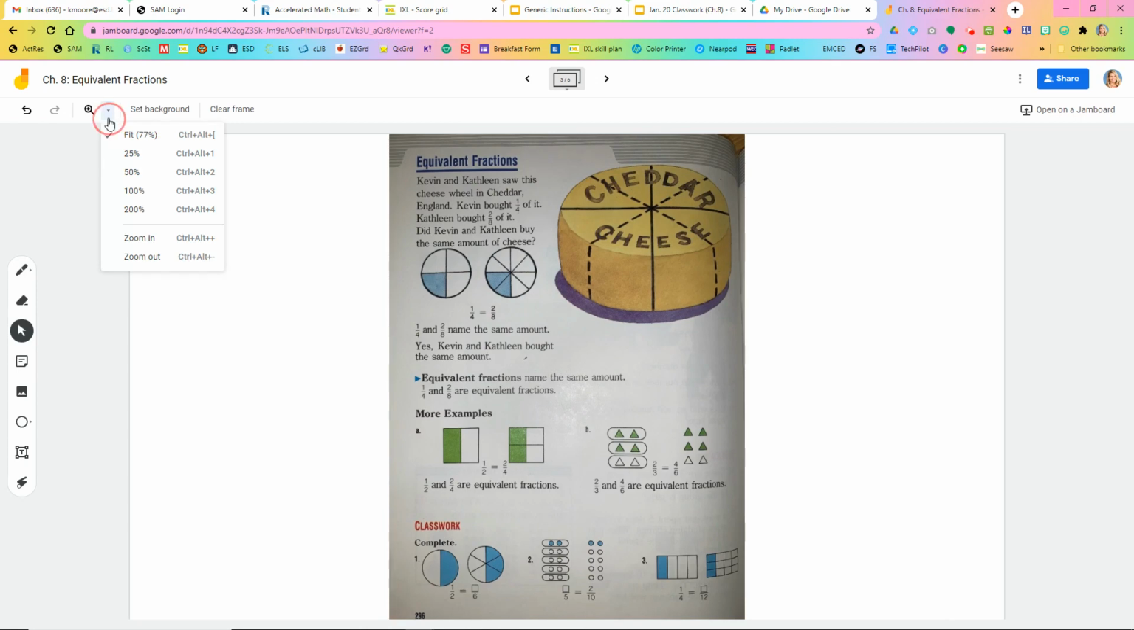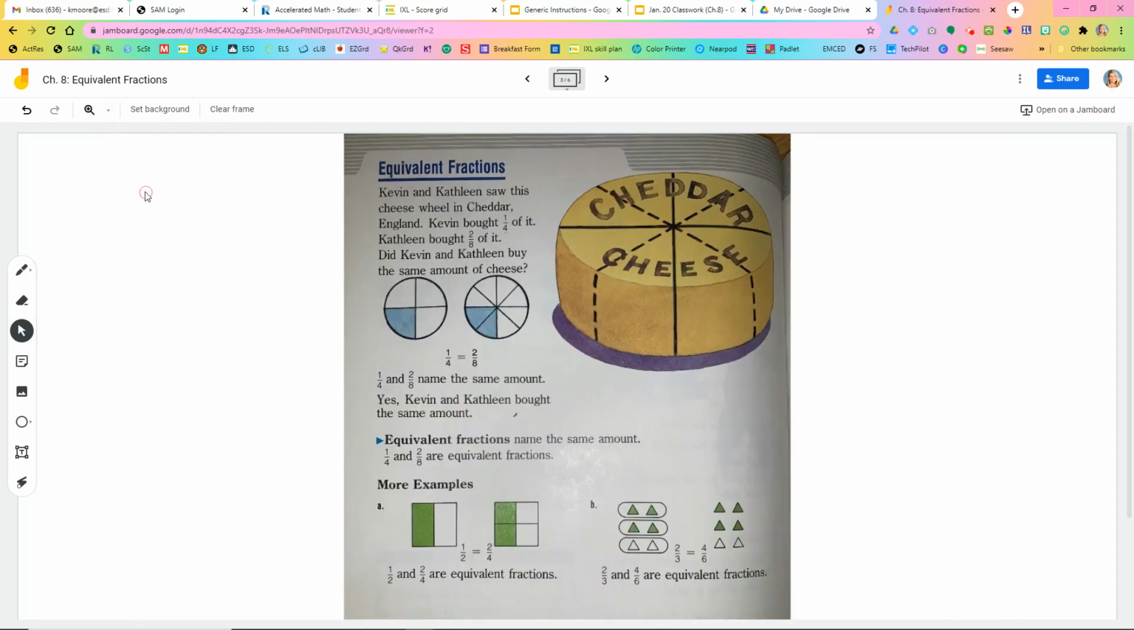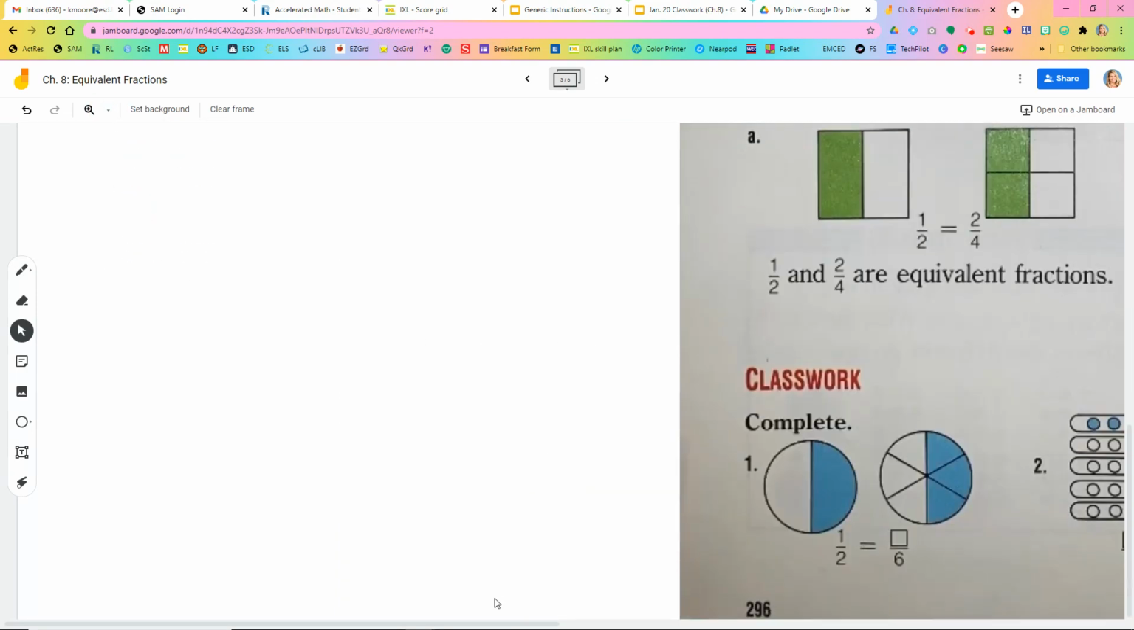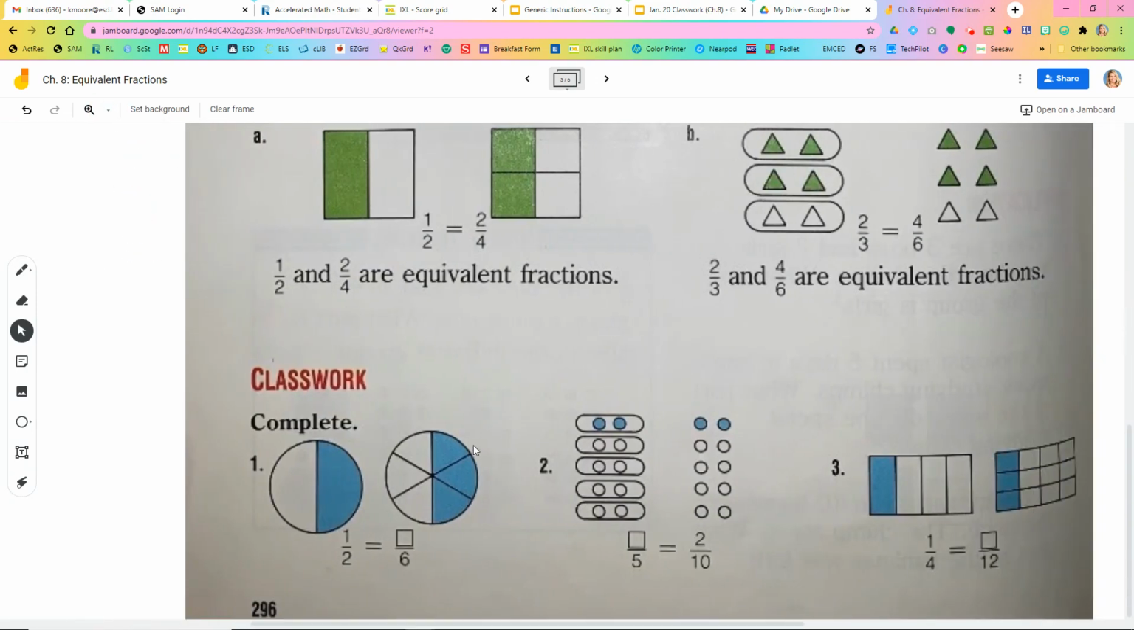So looking at these examples, let me zoom in just a little bit. Let's look down here at number 1. They do give us models here, and if you remember, that is 1 out of 2 total parts. That's 1/2. My denominator is 6. Now it really tells you the answer, but I want you to try to not count the number of pieces. And let's do it this way.